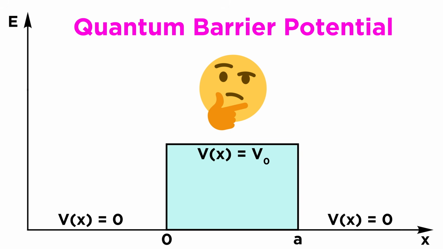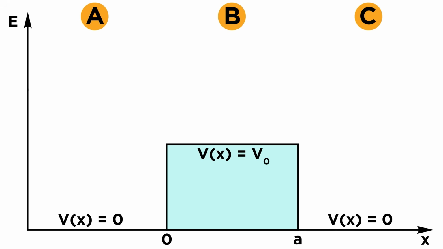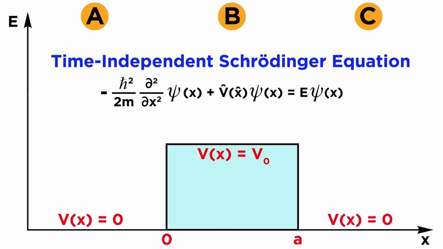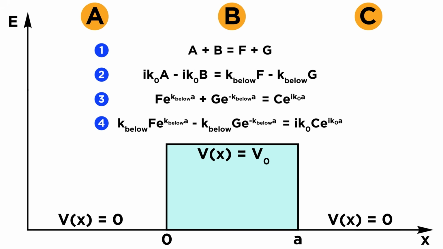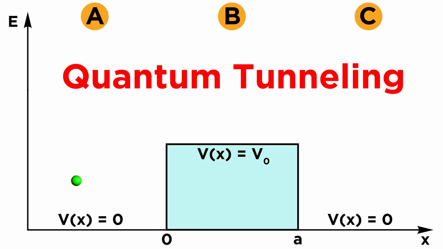In the previous tutorial, we set up the problem of the quantum barrier potential. We defined 3 regions and used the boundary conditions to solve the Schrödinger equation for the system. This left us with a set of 4 equations containing 5 variables. Now we are going to use these results to examine the strange quantum phenomena we also described in the previous tutorial, and in particular that which is referred to as quantum tunneling.